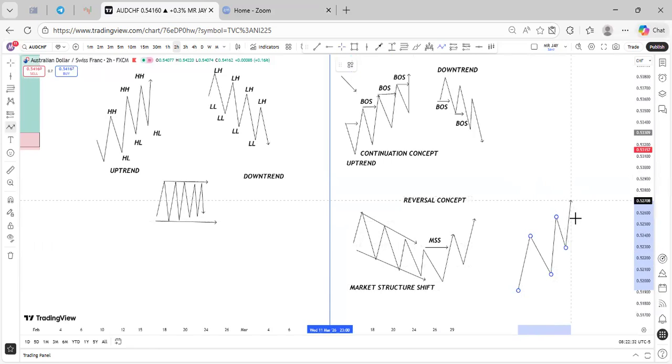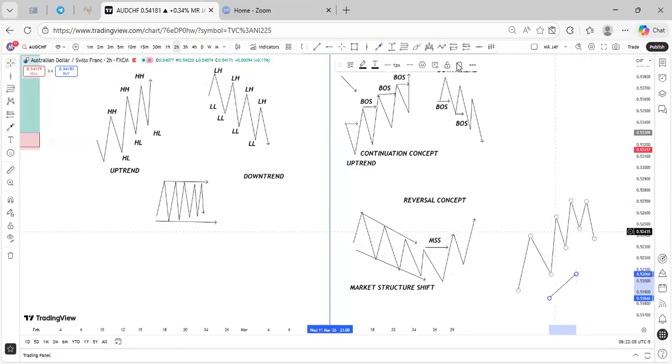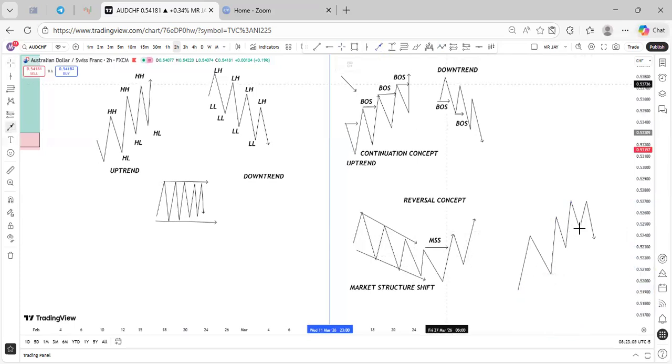And here's a clear example of what an uptrend structure looks like. Then we have that sudden market structure shift to create a new low. As you can see, we have a series of higher lows, higher lows, higher lows, and then we now have this lower low formed here. So this is our market structure shift, our MSS. Let me just indicate that so we know.